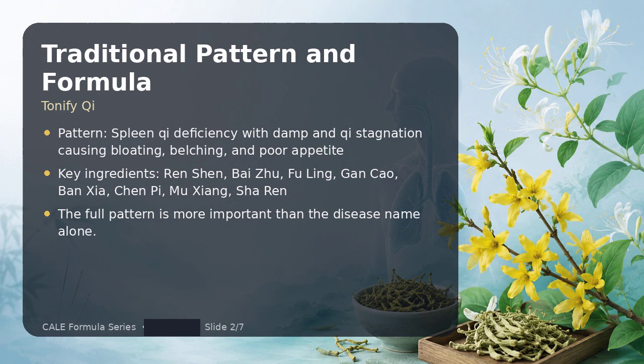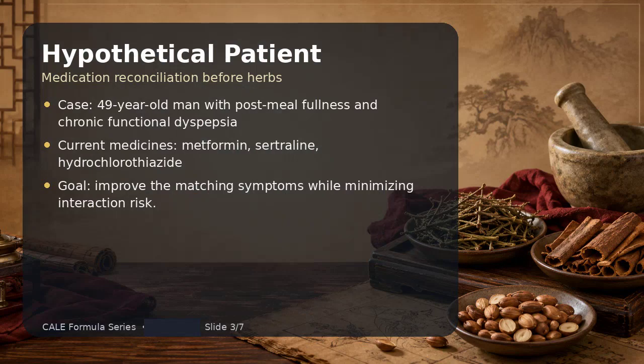I would also screen for red flags, confirm that urgent medical care is not being delayed, and review all medications, supplements, and over-the-counter products before recommending treatment. My hypothetical patient is a 49-year-old man with post-meal fullness and chronic functional dyspepsia. The current medicines are metformin, sertraline, hydrochlorothiazide. This case gives a possible reason to consider Xiang Sha Liu Jun Zi Tang, but it also creates interaction questions.